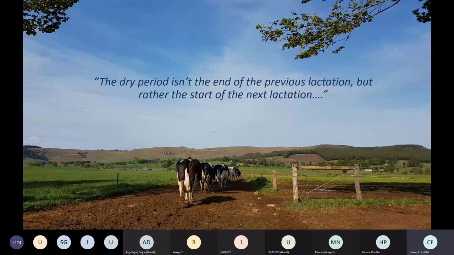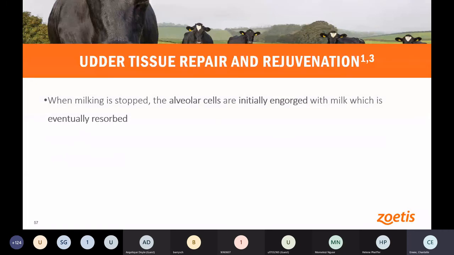Right, so what happens when we're drying off these animals? A lot of our farmers stop milking abruptly. And when that happens, obviously those alveolar cells are still full of milk. It is eventually resorbed.